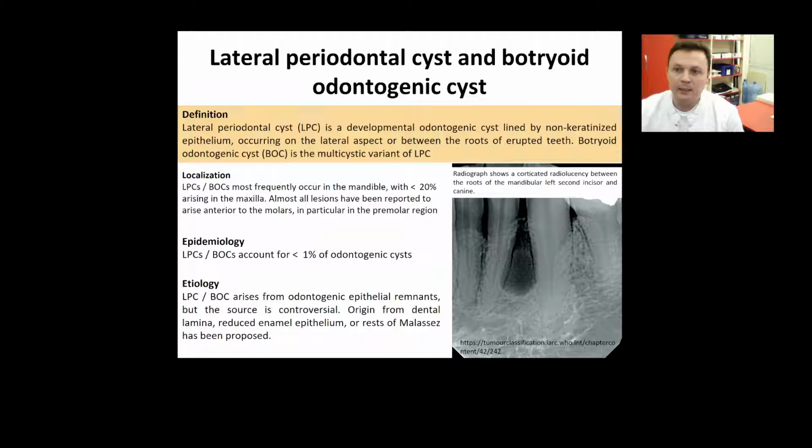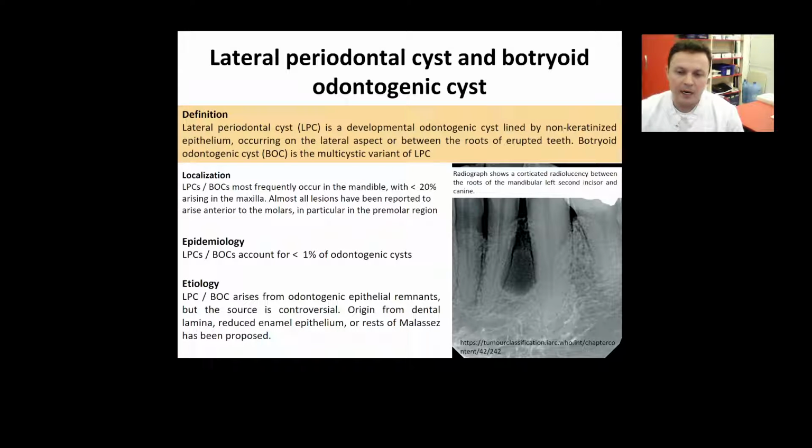Lateral periodontal cysts and botryoid odontogenic cysts. By definition, a lateral periodontal cyst, LPC, is a developmental odontogenic cyst lined by non-keratinized epithelium occurring on the lateral aspects or between the roots of erupted teeth. Botryoid odontogenic cyst, or BOC, is the multicystic variant of LPC. LPC and BOCs most frequently occur in the mandible, with lower than 20% occurring in the maxilla.